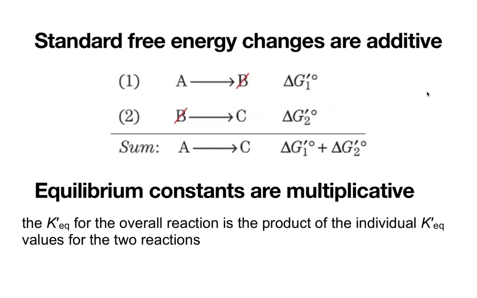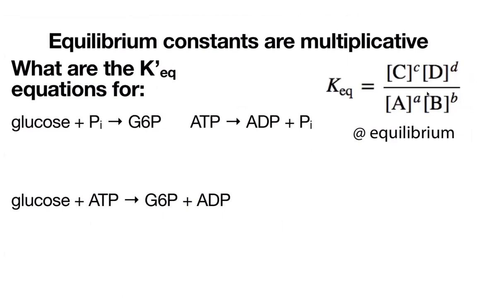Okay, so we could add the standard free energy changes, but it turns out that equilibrium constants, our KEQs, are going to be multiplicative. So the KEQ for the overall reaction is the product of the individual KEQ values for the two reactions. So what are the KEQ equations for our various things? Remember that a KEQ is equal to products over reactants. So that would be our G6P over glucose. And remember, we multiply these, so times inorganic phosphate.